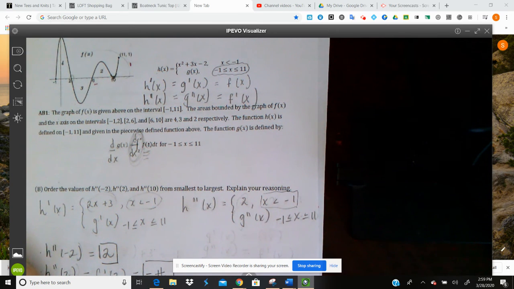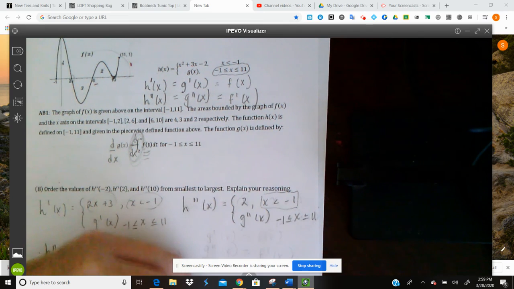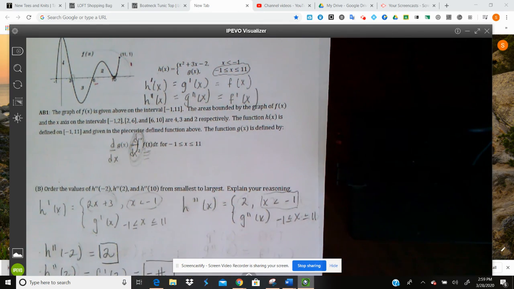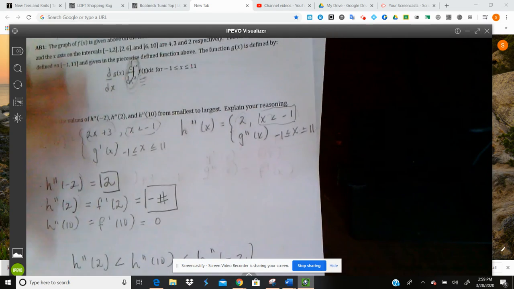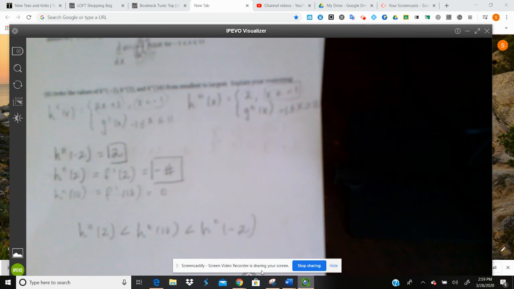So when you order these from smallest to largest, we're going to have that the smallest is going to be the negative, so that's h double prime of 2. Then the next largest one is going to be the 0, which is h double prime of 10. And the last one, the largest, is going to be h double prime of -2. And I just saw that's not on the screen, but that's all I had written down here. All right.